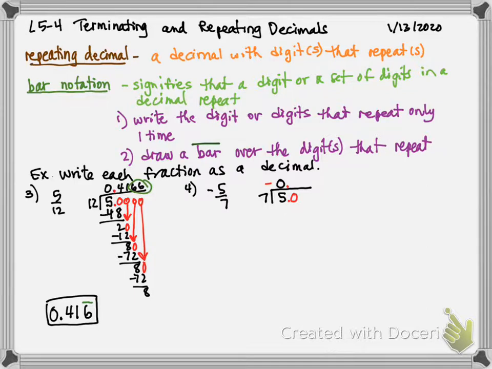7 goes into 50 seven times, which is 49, and when I subtract, I get 1 left over. So I got to annex another 0 and bring it down. 7 goes into 10 exactly 1 time, and there's a difference of 3. I still have a remainder, so I need to keep going, so annex another 0, bring it down. 7 goes into 30, let's see, 4 times, which is 28, and a difference of 2.